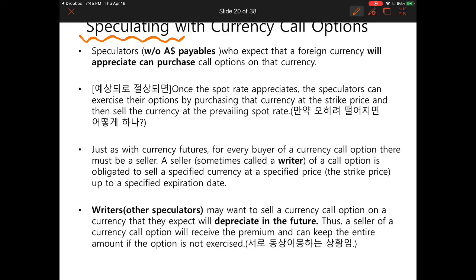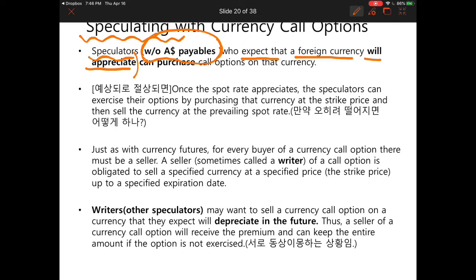So let's say a speculator does not have any Austrian dollar payable position, right? This investor only expects that the foreign currency, Austrian dollar, will appreciate. He doesn't have any obligation to pay in Austrian dollar in the near future, but he has an expectation the Austrian dollar will appreciate. I don't have enough money right now to purchase the underlying Austrian currency, but I have certain money to pay for the premium of a call option on Austrian dollar. Then why do I have to hesitate on purchasing a call option?